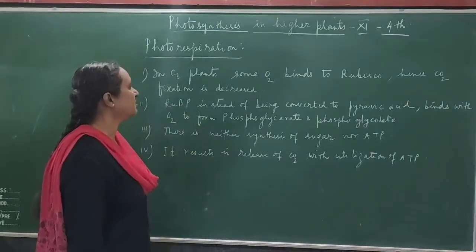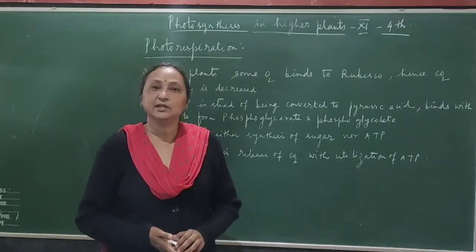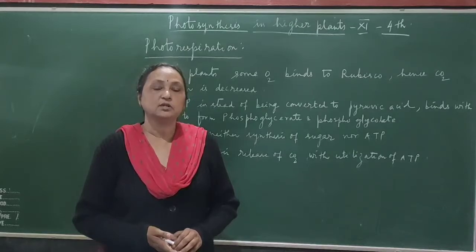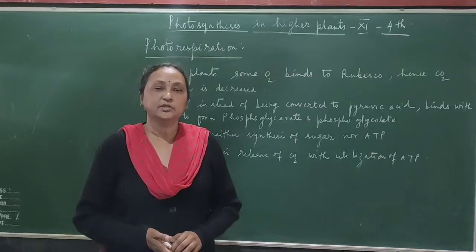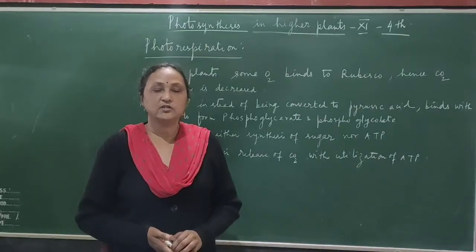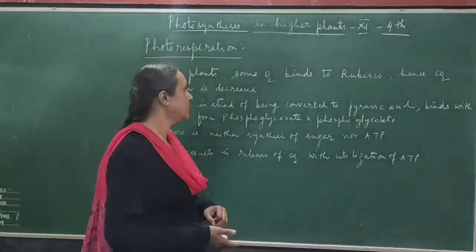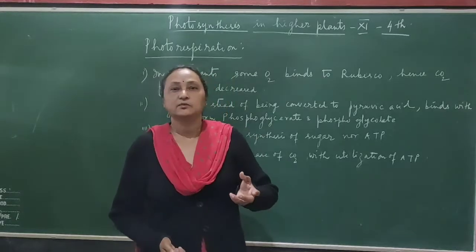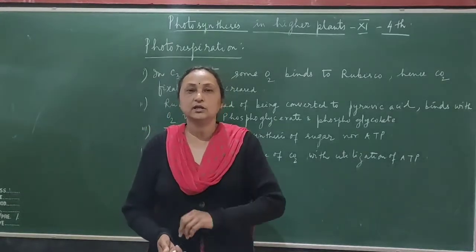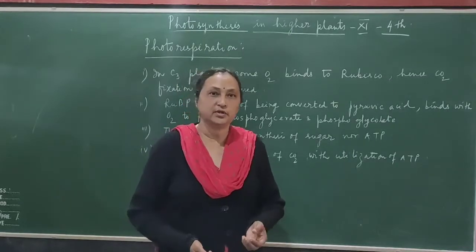In C3 plants, some oxygen binds to Rubisco. I told you that in the C3 pathway the main enzyme is Rubisco, acting as a carboxylase. But in extreme summer when the temperature is very high, in place of binding with carbon dioxide, Rubisco binds with oxygen and acts as an oxygenase. So carbon dioxide fixation decreases. When it binds with oxygen, it does not enter the Calvin cycle, and the Calvin cycle will not operate, so food is not produced.